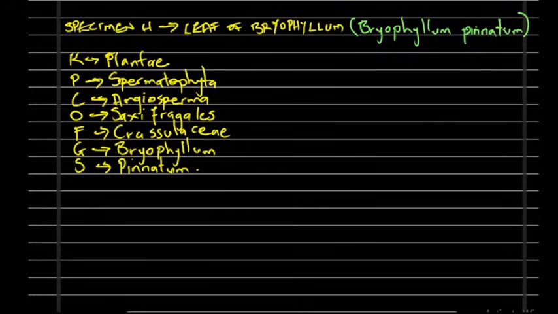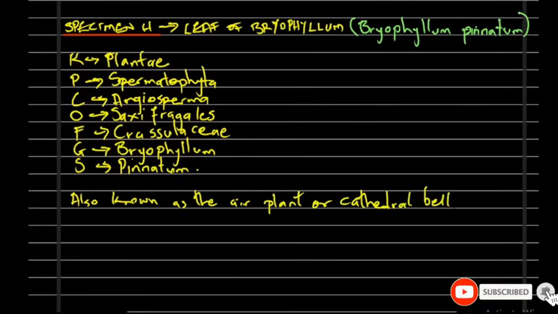So what do we mean by the Bryophyllum species? The Bryophyllum species, also known as the air plant, or in some places called the cathedral bell, as well as being called the miracle leaf, is because of its numerous beneficial effects, particularly in the medical field.